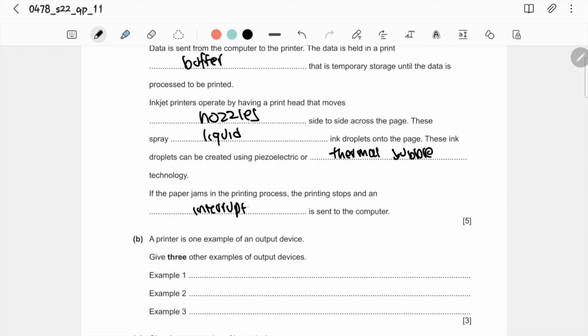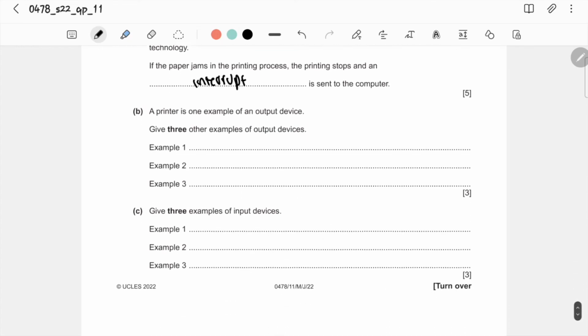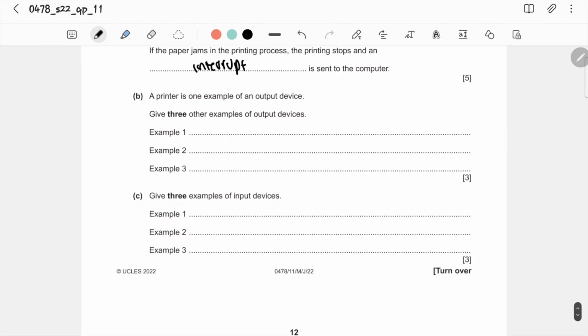Interrupt. Usually, I don't know why they like talking about paper jams as the most common interrupt signal. Like every time I hear interrupt, it's always printer jam, so on and so forth. So it's very popular. A printer is one example of an output device.